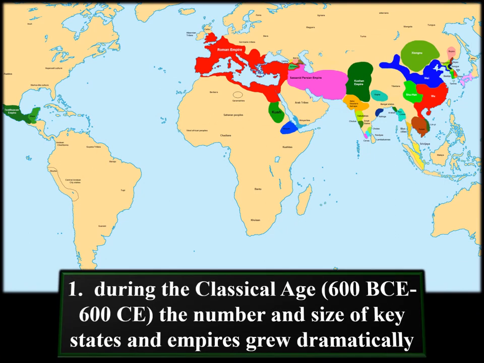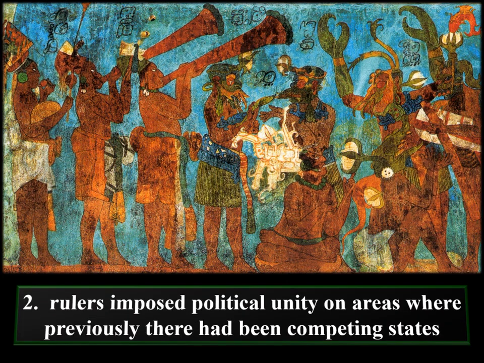During the Classical Age, which is between 600 BC and 600 AD, the number and size of key states and empires grew dramatically. You can look at the map here and see all of the areas where we see empires growing during this classical era. Rulers imposed political unity on areas where previously there had been competing states. So we have a consolidation of power that's going on, a solidifying of control under centralized governments.